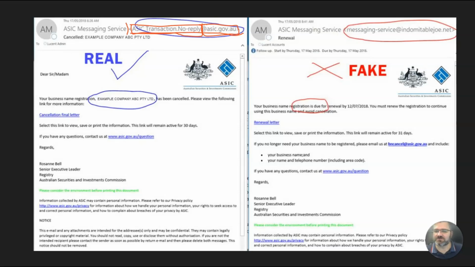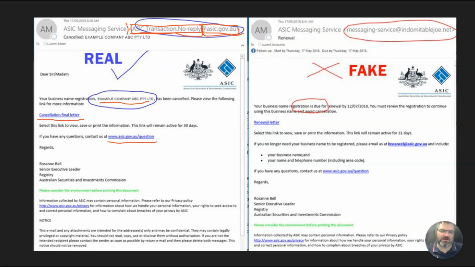Now, if we look at the email structure itself, the two look pretty close if you look at them side by side. But one big thing that we need to look at is here, your business name registration, and then we actually see the business name has been cancelled. Please view the following link for more information. So this is a genuine email. So the email could be saying it's cancelled. It could be saying that you owe money or something along those lines. So this one here is a genuinely real email. So if it asks you to click on this cancellation letter here, or if you've got any queries, click on this link here, then yes, it is fairly safe to click on those links because we've just verified that this is a safe email.